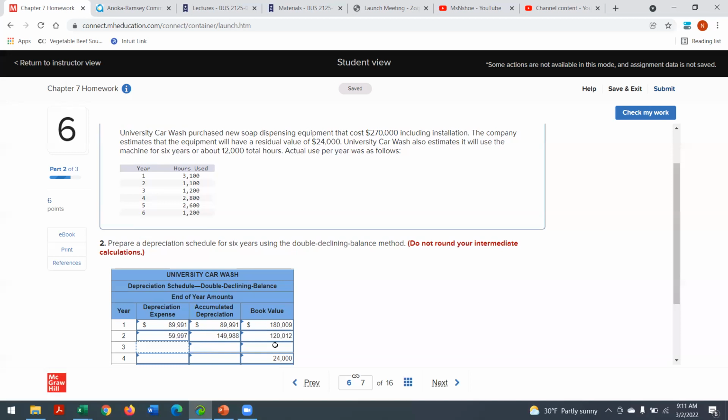Take our 120,012 times 0.3333 to get our depreciation of 40,000. Right? 149,988 plus 40,000 would be 189,988. Our new book value is 80,012.